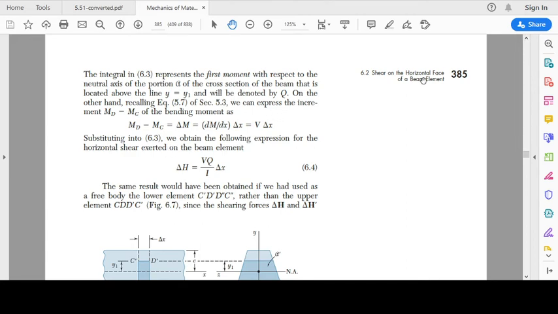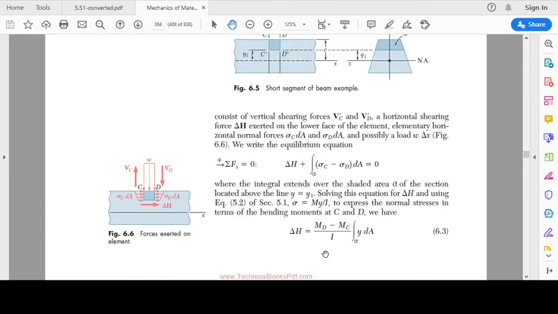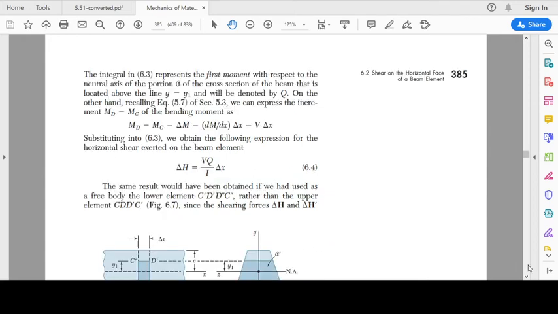V into delta x is delta M. Delta M is equal to V into delta x. I remains as it is, and this integral has been denoted by capital Q. So we have V delta x Q over I. It is just rearranged like this, VQ over I into delta x.